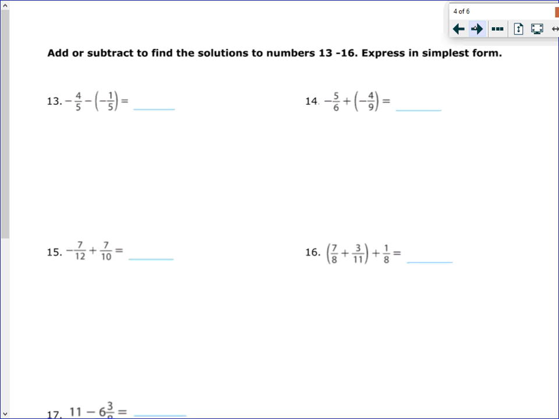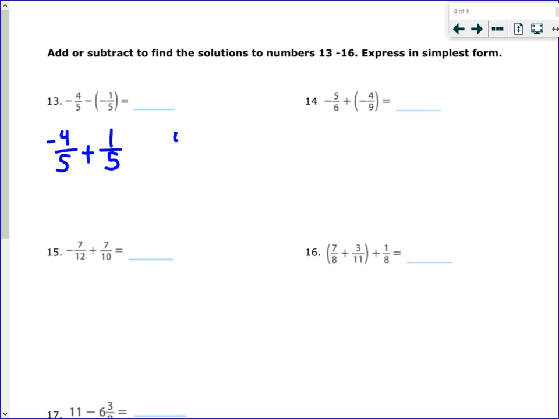So this one, we already have a common denominator, so it should be pretty quick, which is nice. But we need to rewrite it so that we're adding, not subtracting. So remember, you're going to add the opposite. And the opposite of negative 1/5 is positive 1/5. Now that we're adding, we look at the signs, and we have different signs. And since they're different, we're going to actually subtract these. But we know our answer is going to be negative because negative 4/5 has a greater absolute value.